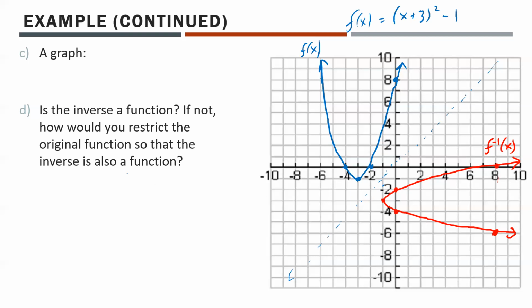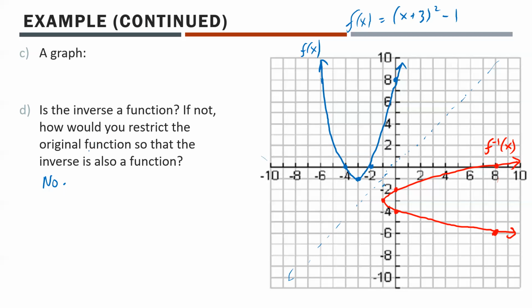Now, for this next question, is the inverse a function? I think we can tell very clearly the inverse is not a function, so no. And we would have been able to determine that either by looking at our inverse function and saying it fails the vertical line test, or by looking at our original function and saying that original function would fail the horizontal line test, which means its inverse is not a function. But since it's not, how would you restrict the original function? So how would we restrict this blue one so that the inverse is also a function?